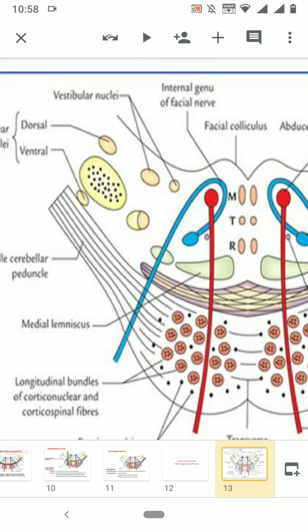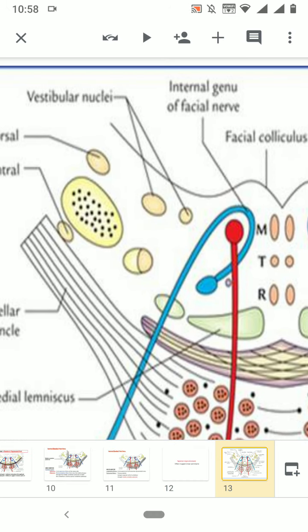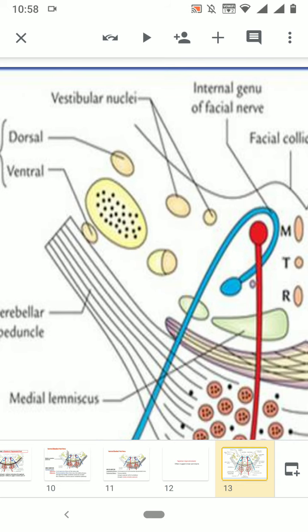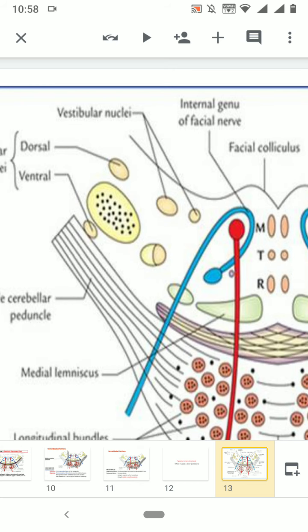Okay, so now again we are seeing the other nucleus, the vestibular nuclei more laterally, and also the cochlear nucleus. Remember that the vestibulocochlear nerve comes out from the pons, so the nuclei will be there in the section of the pons.